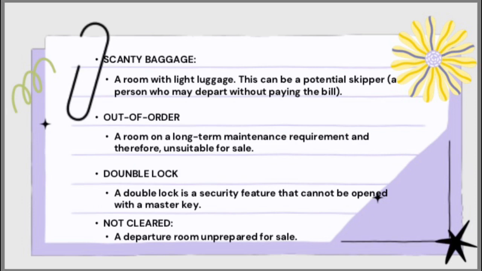Next is the double lock. A double lock is a security feature that cannot be opened with a master key. This room certainly shows occupancy but not the number of people inside. Lastly is not cleared. It is a departure room unprepared for sale.